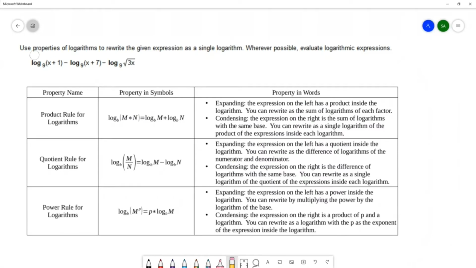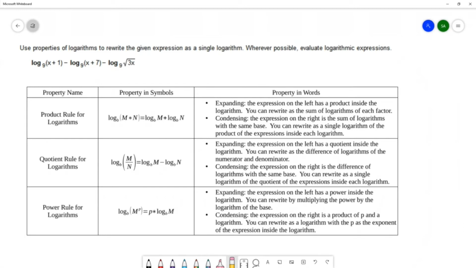For this question, we want to use the properties of logarithms to rewrite the given expression as a single logarithm. Whenever possible, evaluate the logarithmic expressions. So in this example, we have log base 9 of x plus 1 minus log base 9 of x plus 7 minus log base 9 of square root of 3x.